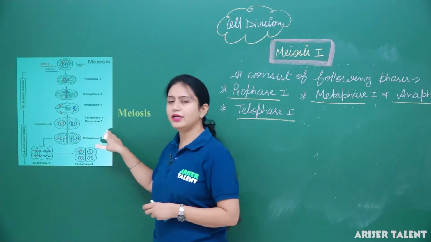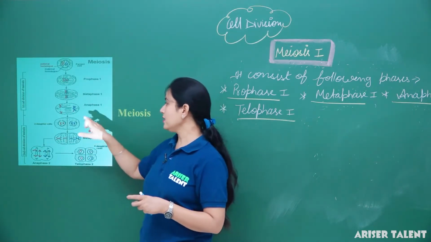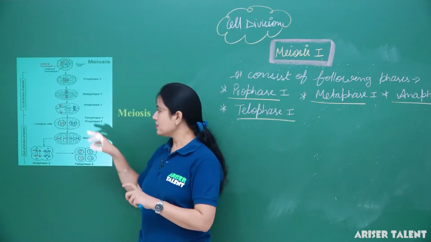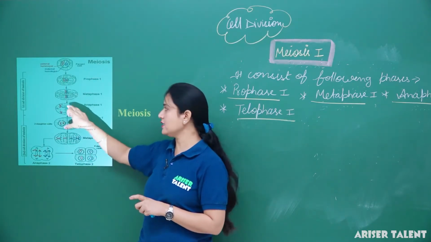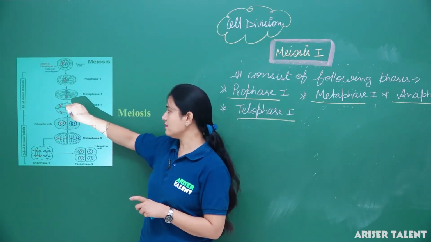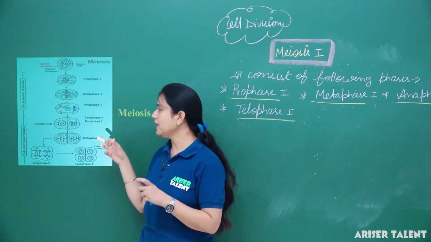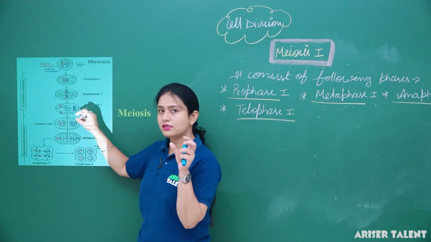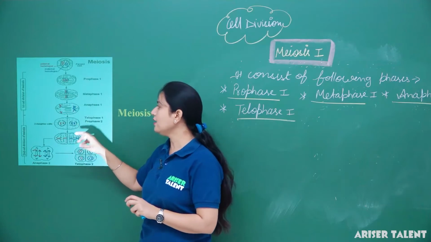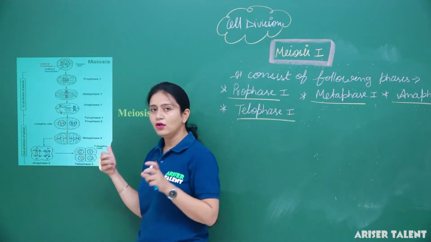Last one is the telophase 1. In this phase, cytokinesis generally starts from the anaphase itself. We can see that the cytoplasm starts dividing from the anaphase, but in the telophase cytokinesis takes place, and what happens? Two daughter cells are formed.